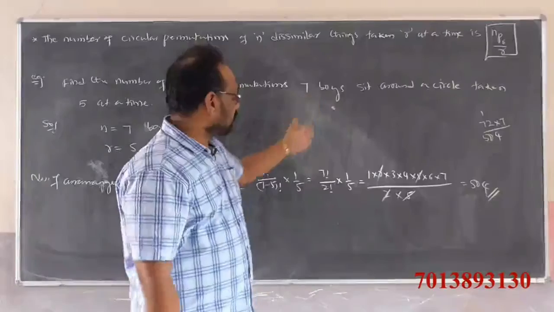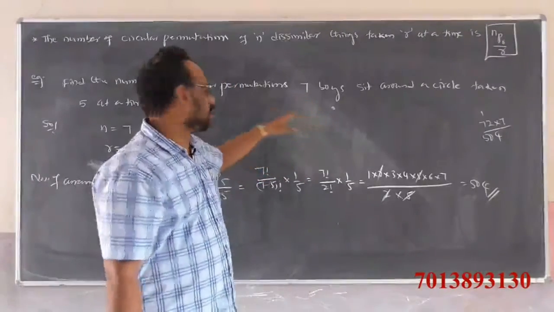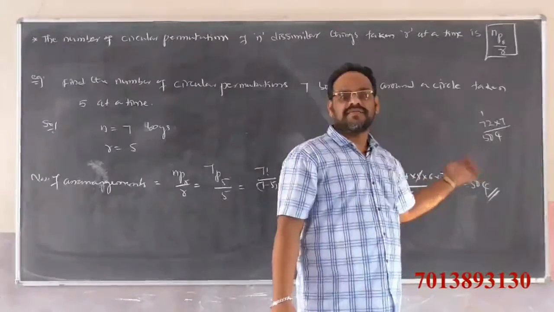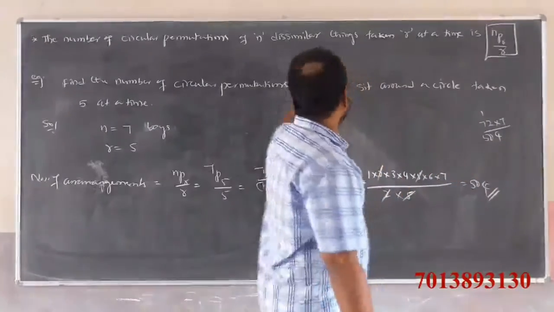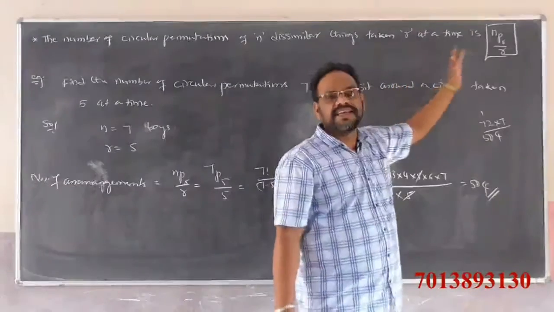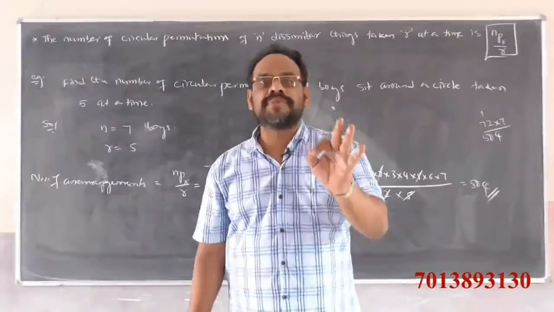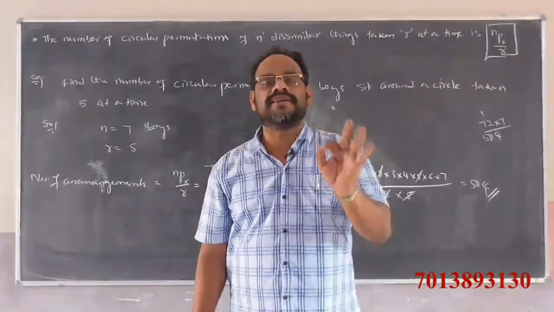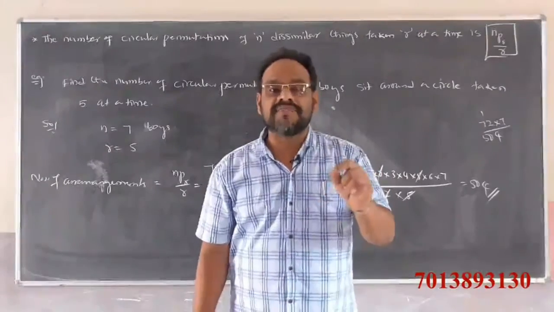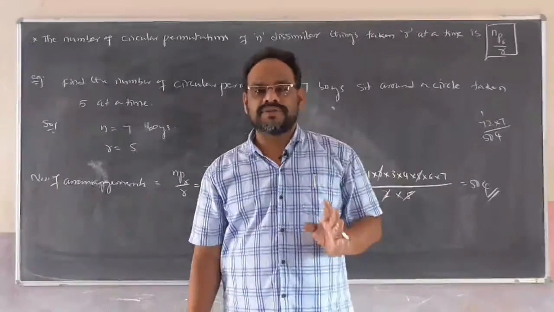Therefore, the number of circular permutations of 7 boys sitting around a circle taken 5 at a time is 504. The number of circular permutations of n dissimilar things taken r at a time is nPr by r, and taken all at a time is n minus 1 factorial.